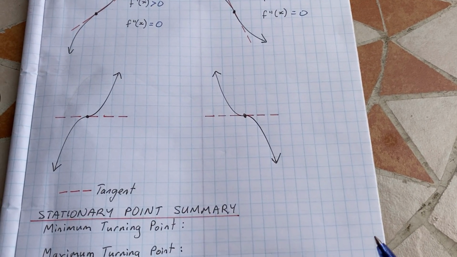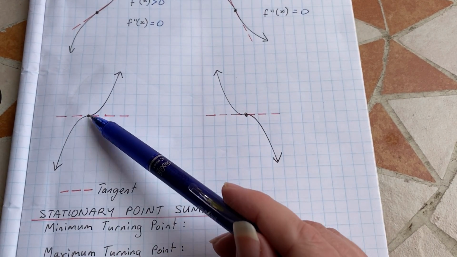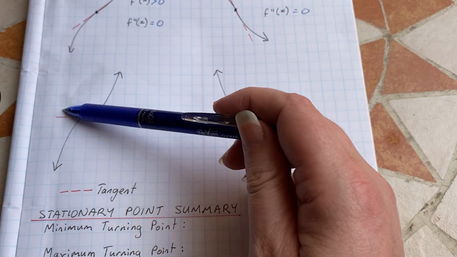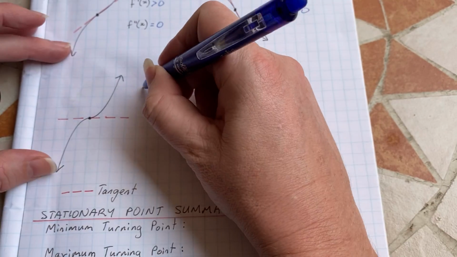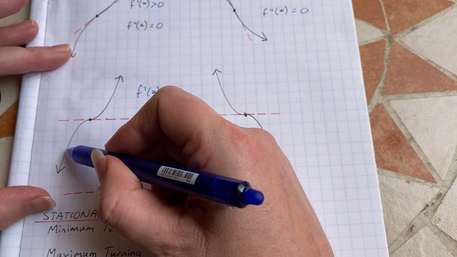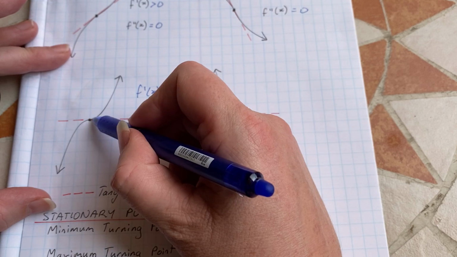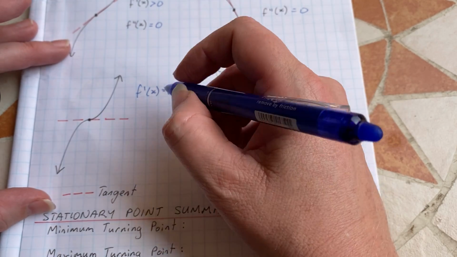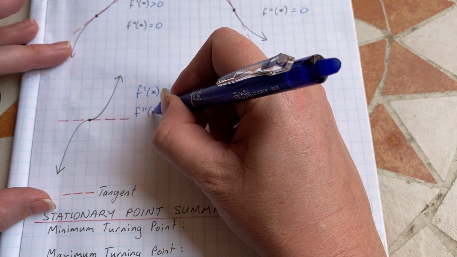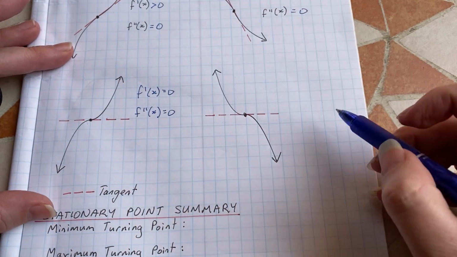Okay, let's look at these two. So these two, the first derivative, at that point the gradient is horizontal. So the first derivative equals 0. It's concave down here, concave up here, so it is a point of inflection. It's called a horizontal point of inflection. The second derivative will be 0.